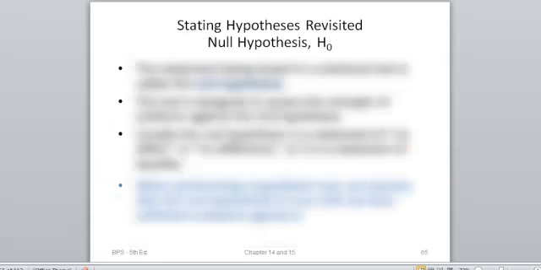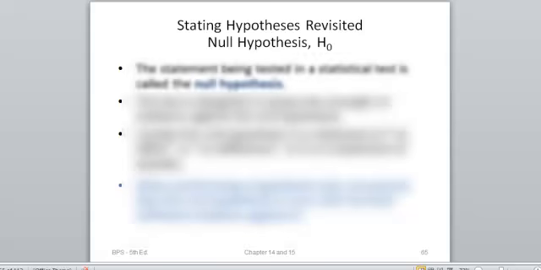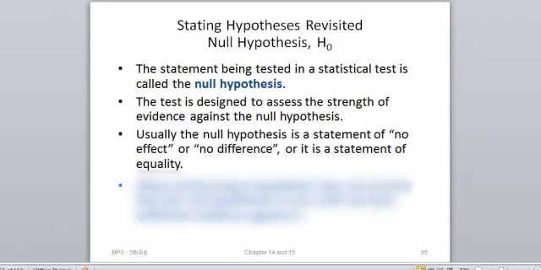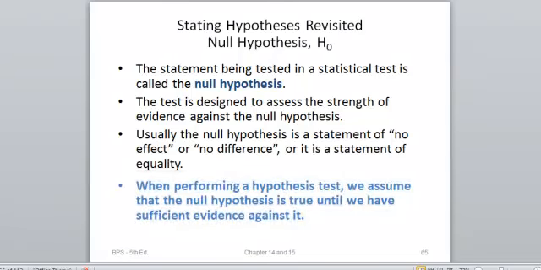Now we're going to revisit stating the null hypothesis. The statement being tested in a statistical test is called the null hypothesis. The test is designed to assess the strength of evidence against the null hypothesis. Usually the null hypothesis is a statement of no effect or no difference, or is a statement of equality. So when performing a hypothesis test, we assume that the null hypothesis is true until we have sufficient evidence against it. This is very much like our legal system. You bear the burden to show proof for guilt. Otherwise, the person is assumed innocent. It's the same thing here.